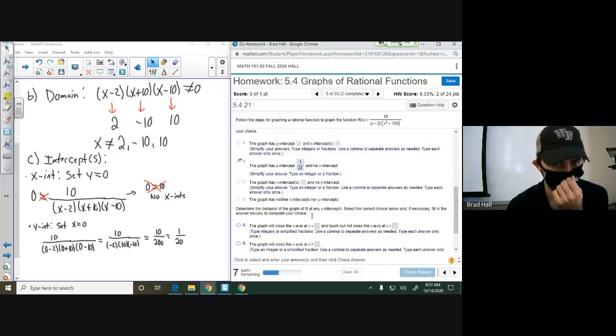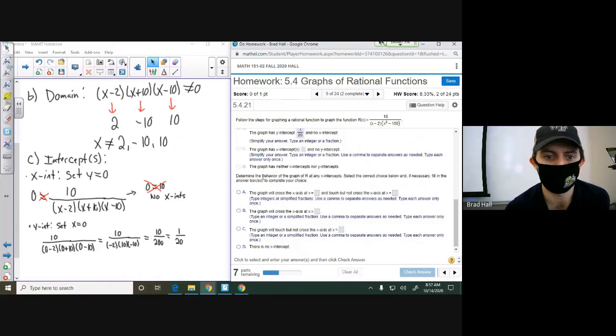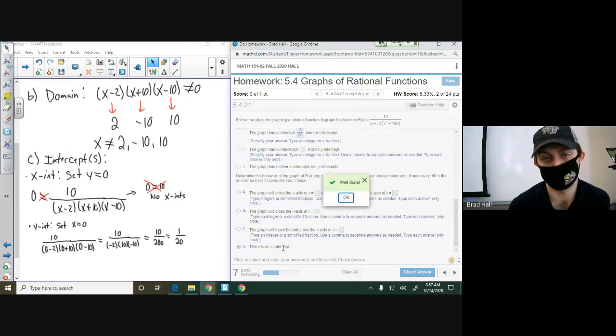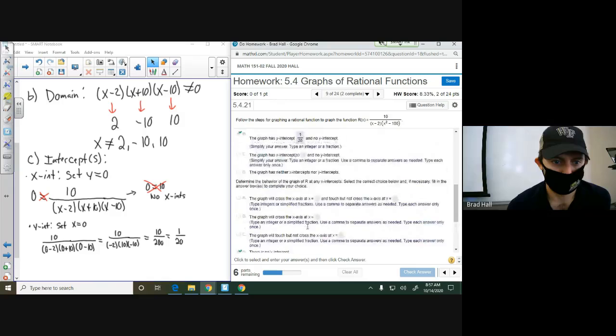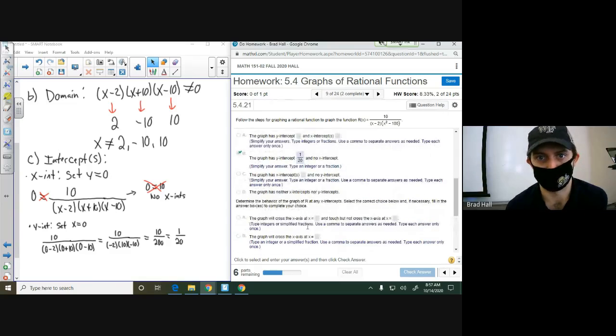So now we need to figure out the behavior near any x-intercepts. But guess what? We didn't find any x-intercepts. So guess what we get to skip? So not too bad, because we did not find any x-intercepts. There's no x-intercepts, but we have a bunch of vertical asymptotes.